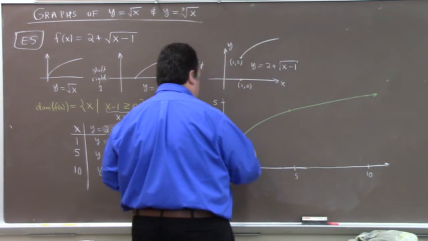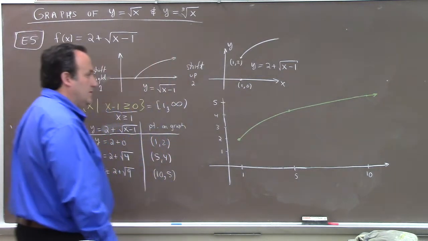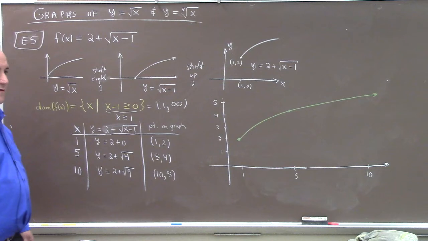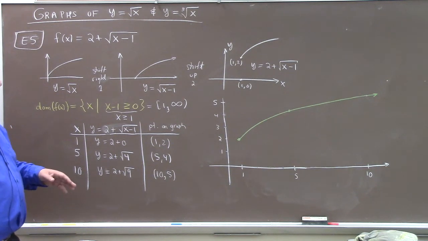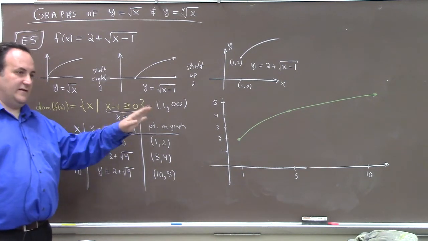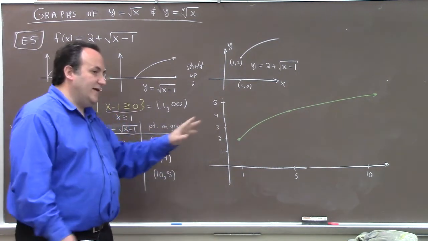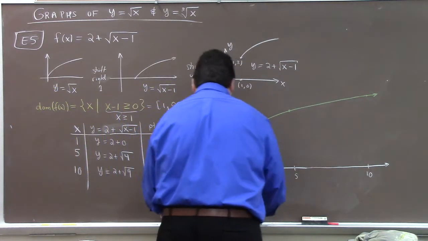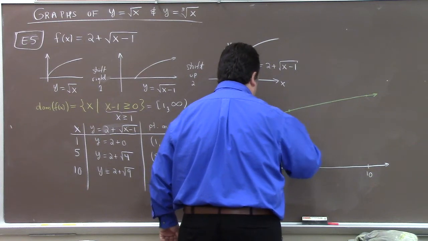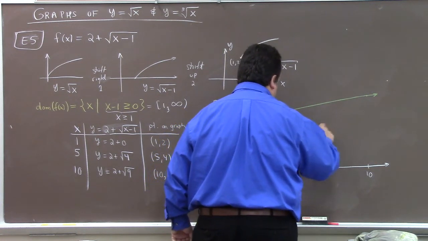So there you go. There's a pretty decent graph of y equals 2 plus the square root of x minus 1. When you draw the graph carefully, you can answer questions easily, like what's the domain of the function? Well, the domain of the function is 1 to infinity. Those are the x values you see on the graph. What's the range? We could also answer that question. What's the range of 2 plus the square root of x minus 1?